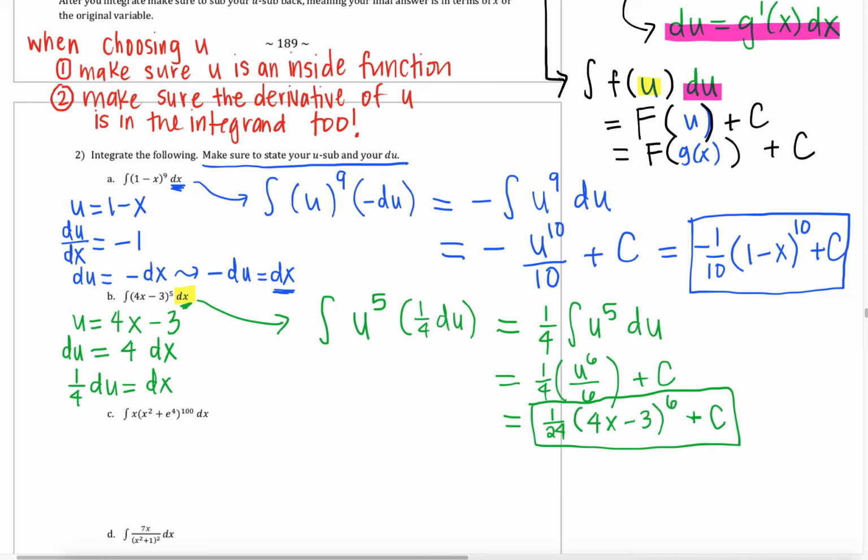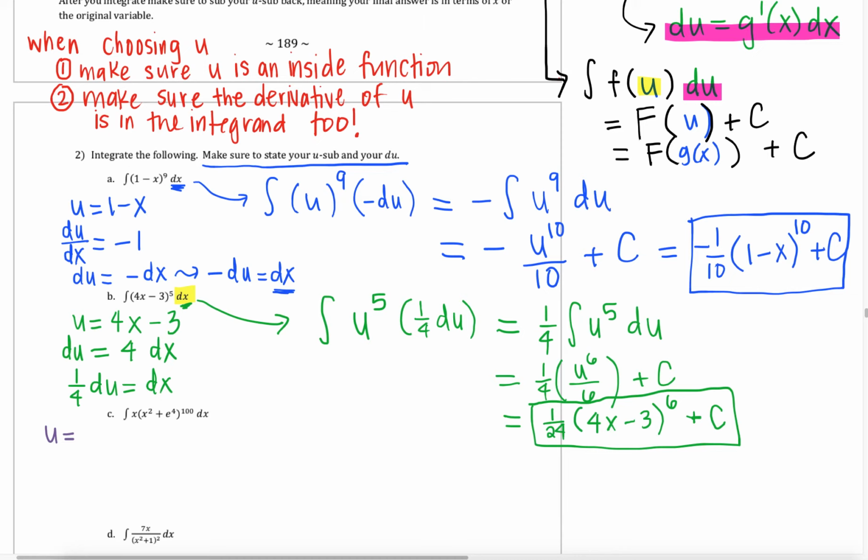Here we have x times (x squared plus e to the 4th) all to the 100th power dx. So in this one, we have a little bit more going on. We've got an x outside, we've got an x squared plus e to the 4th, all of that is being raised to this 100th power. Why don't you pause the video here and think about what our u would be? What would our inside function be?